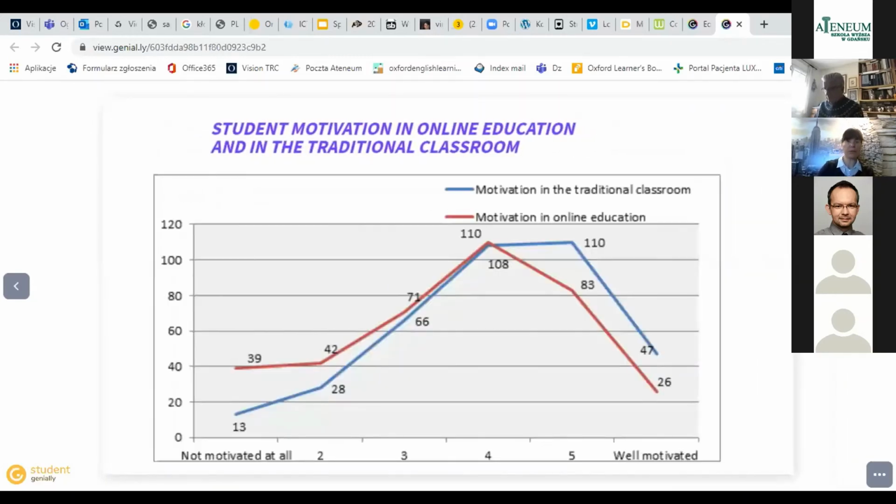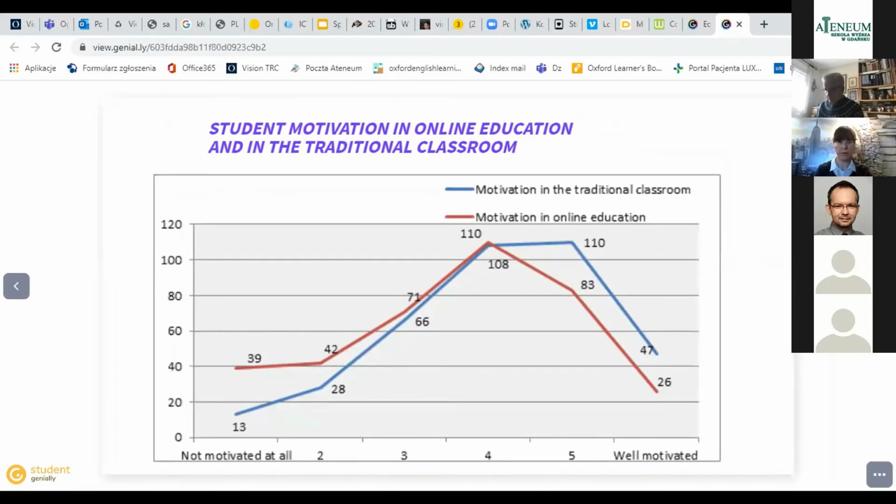When it comes to students' motivation in online education and in the traditional classroom, the red line illustrates motivation in online education and the blue one in the traditional classroom. Note that on the left side you've got not motivated at all, and the other end of the continuum is very well motivated. So the blue line definitely takes the lead.